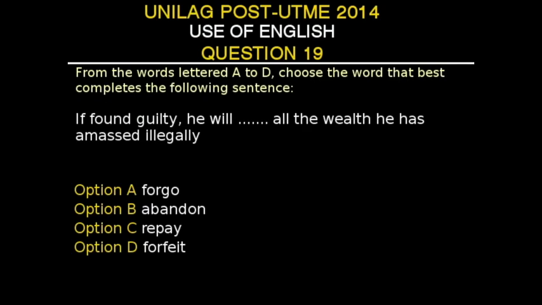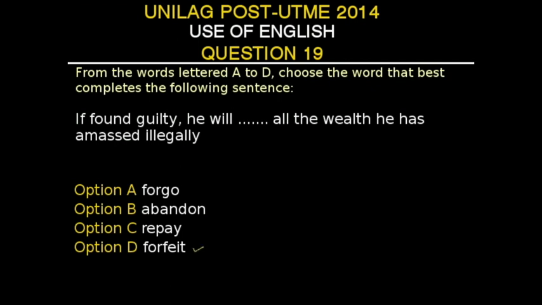UNILAG post UTME 2014, use of English, question 19. The instruction is, from the words lettered A to D, choose the word that best completes the following sentence. And the sentence is, if found guilty, he will dash all the wealth he has amassed illegally. Option A, forgo. Option B, abandon. Option C, repay. Option D, forfeit. Now, the correct answer to this question is option D, forfeit.